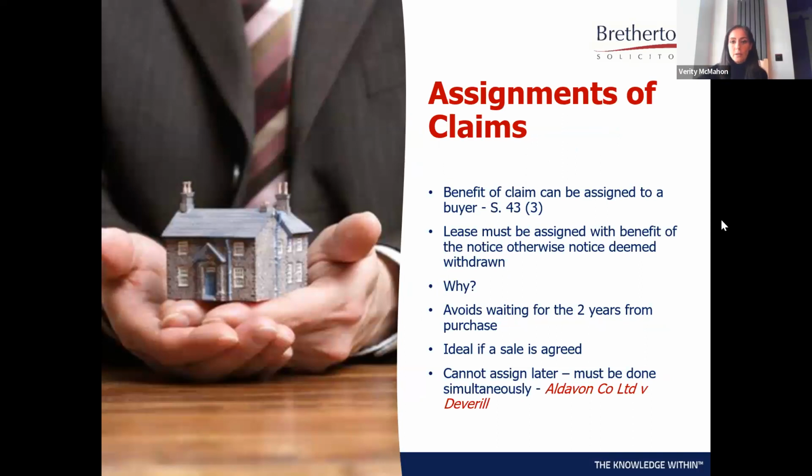Now, very briefly, you can assign notices of claim right at the beginning. So if, for instance, there is a sale involved, the benefit of a claim can be assigned to an incoming buyer. If this isn't done and the lease extension is being done as part of a sale, so for instance, the seller who has the right to extend their lease because they've owned the property for 2 years serves the notice but does not formally assign that to the buyer, then the buyer will have to wait for a further 2 years from the date of the registration of the new purchase. That won't be valid otherwise.